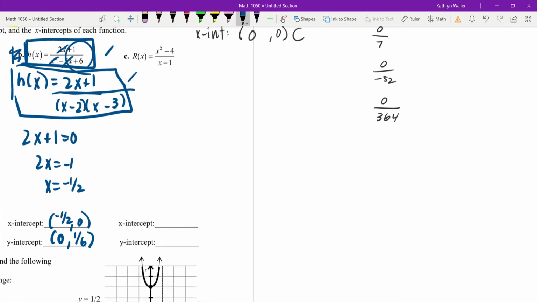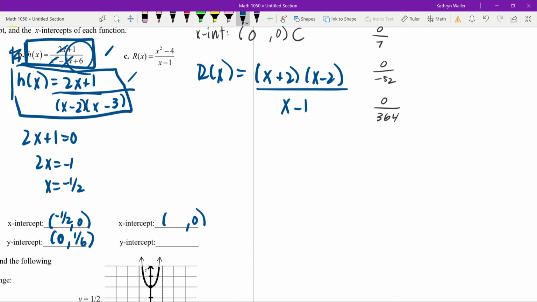Step number 1, factor. R of x equals x plus 2 times x minus 2 over x minus 1. To find the x-intercept, let y be 0. To find the y-intercept, let x be a 0. Here comes the annoying phrase again. To find the x-intercept, you let y be a 0, which is the same as letting the blank be a 0. Fill in the blank. The top. Set x plus 2 equal to 0, negative 2, crosses. x minus 2 equal to 0, that's 2 comma 0, crosses.